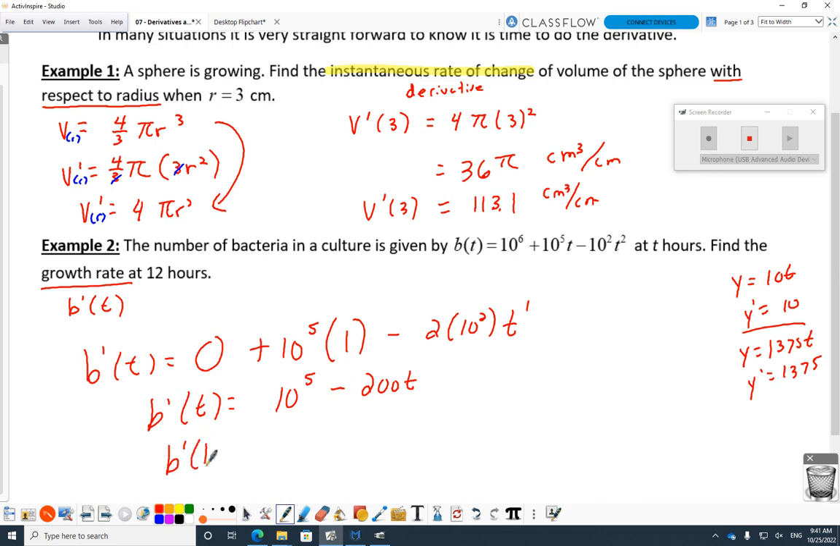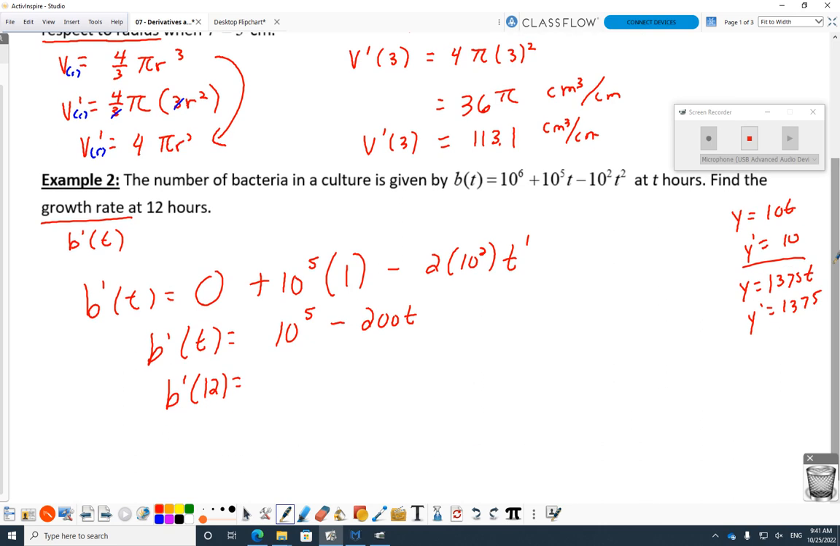But they wanted B prime at 12. How much is the bacteria growing at 12 hours? So I've got to sub a 12 in here. And so I get 10 to the power 5 minus 200 times 12. I'll get some help from my calculator. And then we'll talk just for a moment about scientific notation. 10 to the power 5 minus 200 times 12. I get 97,600. And is there a science person out there who can help me put this back into scientific notation? I actually don't know the answer. I don't know where you're at with scientific notation in your classes right now.